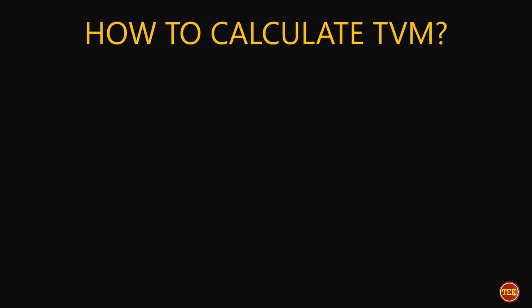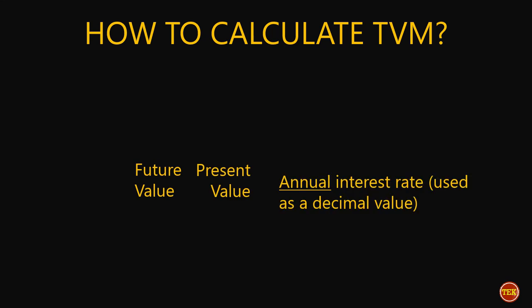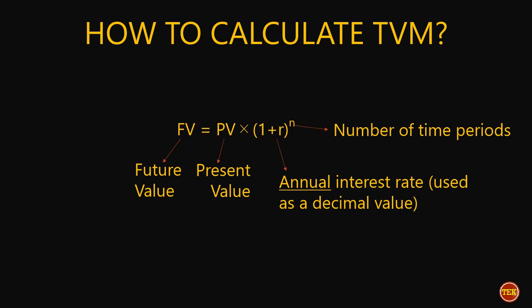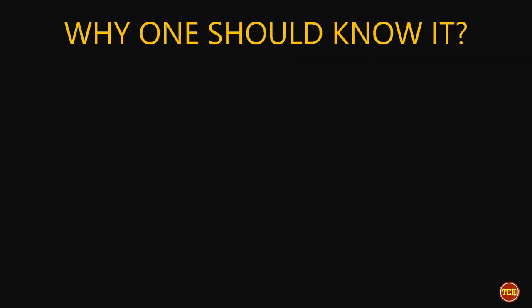So how to calculate TVM? The 4 key factors which we just discussed, future value, present value, annual interest rate, and number of time periods, are connected with each other by a formula: FV is equal to PV multiplied by 1 plus r to the power n.